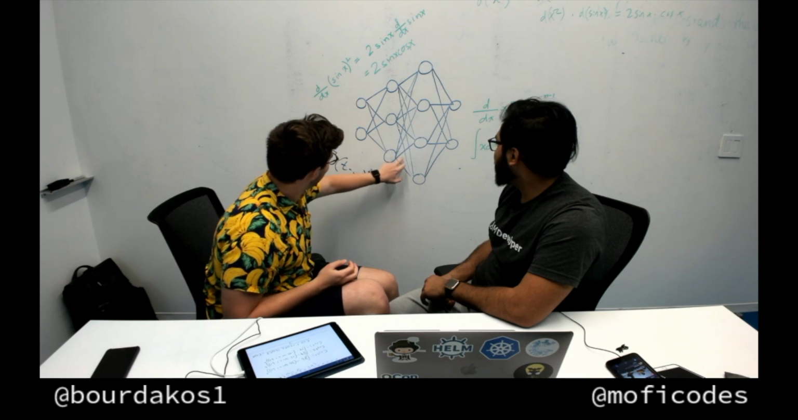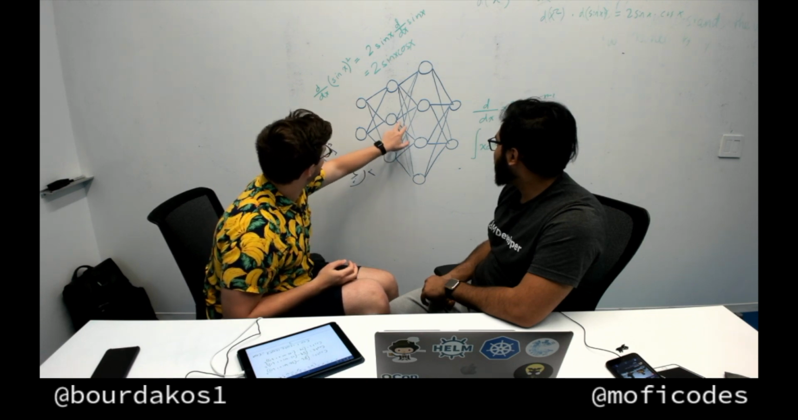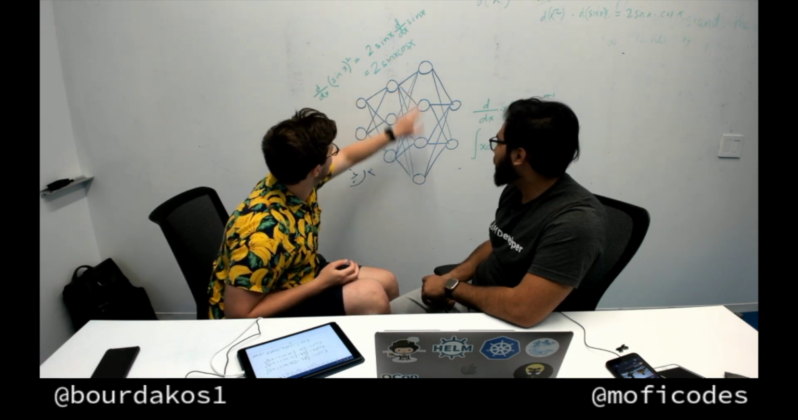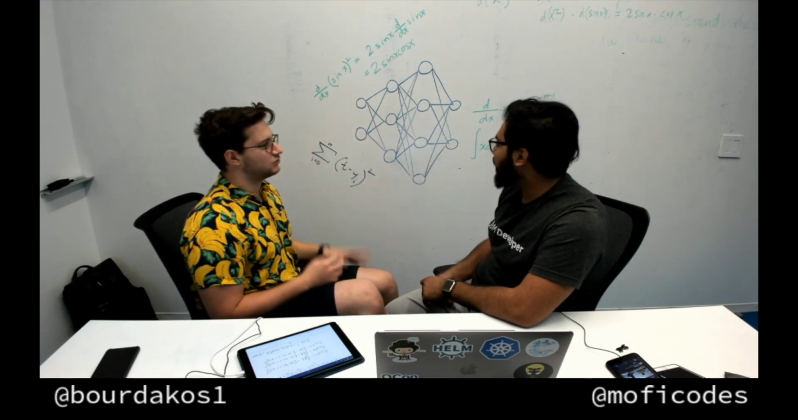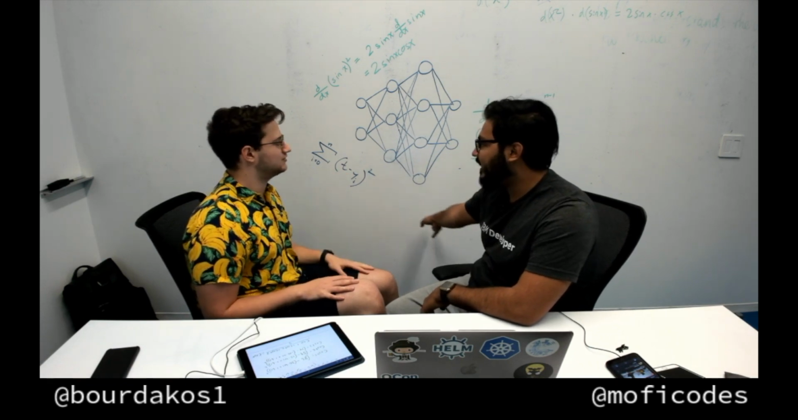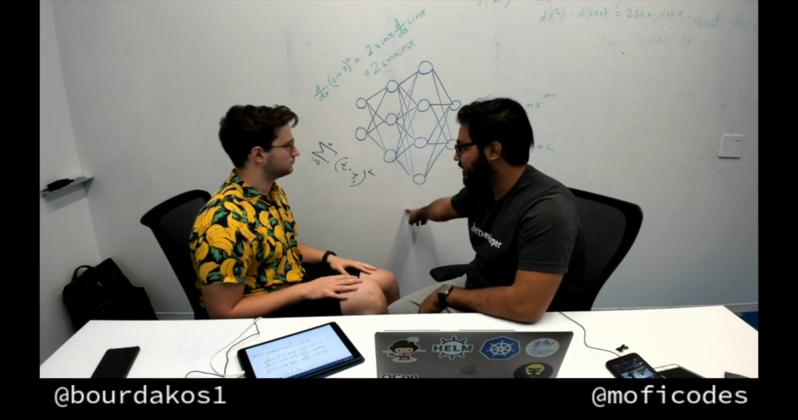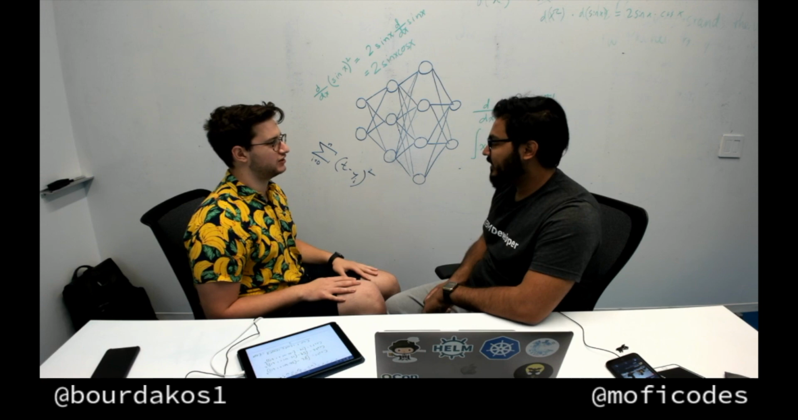6, 7, 8, 9, 10, 11, 12, 13, 14, 15, 16, 17, 18, 19, 20, 21, 22, 23, 26. And 26 plus biases between each hidden layer, right? We have 1, 2, 3 biases. So we're going to have like 30, 40 dimensions.